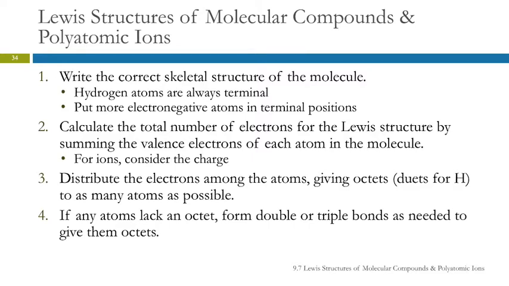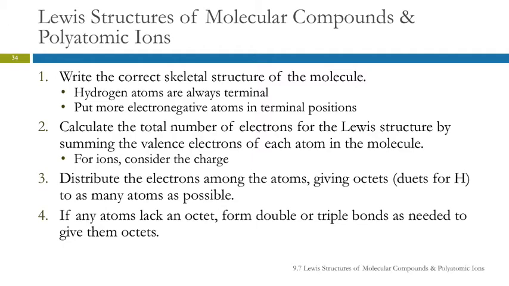So the suggestions from the text are to start out with the correct skeletal structure of the molecule. So that is, how are the atoms connected to each other? Hydrogen, because it only has one electron, can only form one bond. So it can't be in the center of a molecule with lots of other things bonded to it. It has to be on the outside. And the outside position is called the terminal position in the molecule. So hydrogen's always on the outside, always terminal. And if we have more electronegative atoms, like fluorine or oxygen, those tend to be terminal as well.